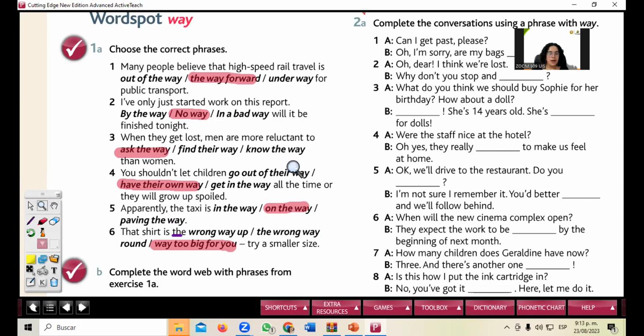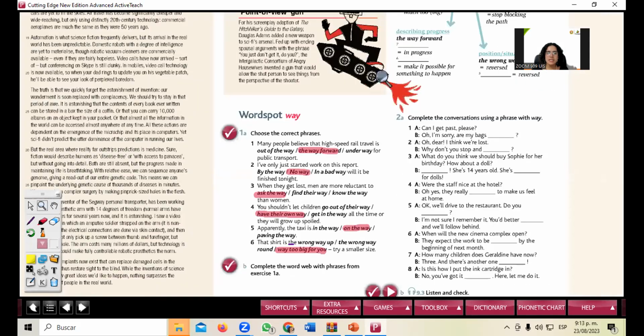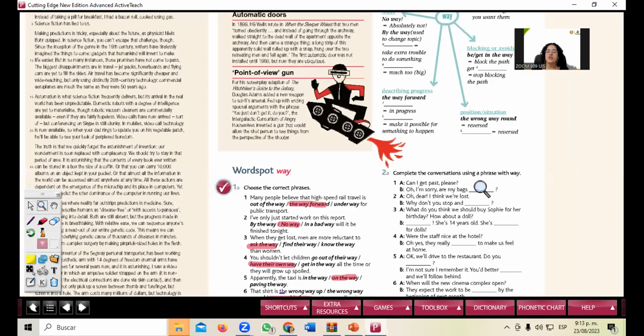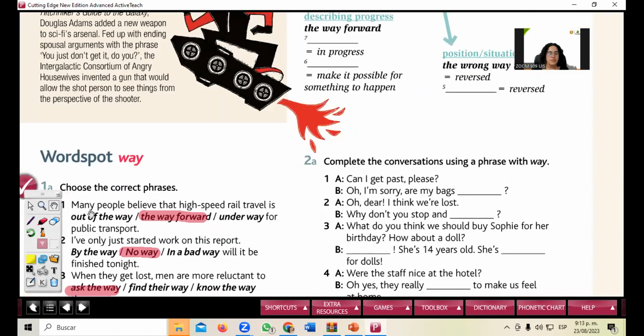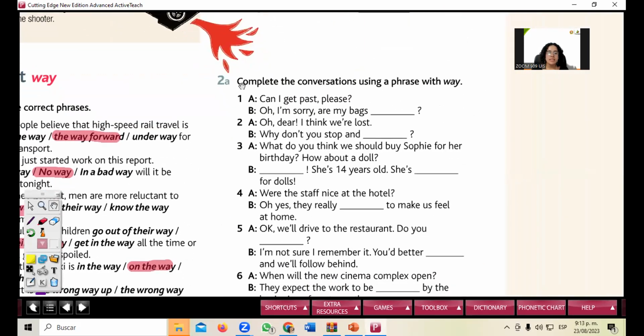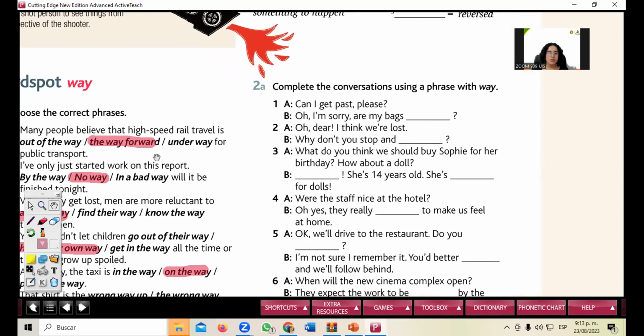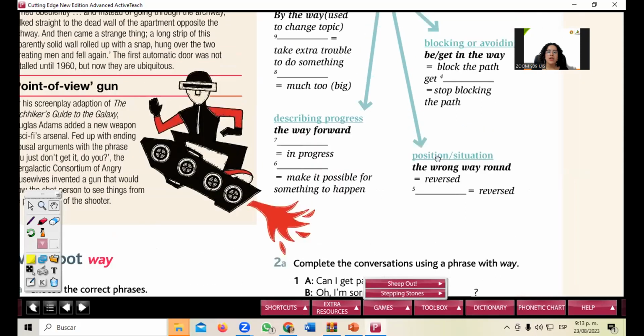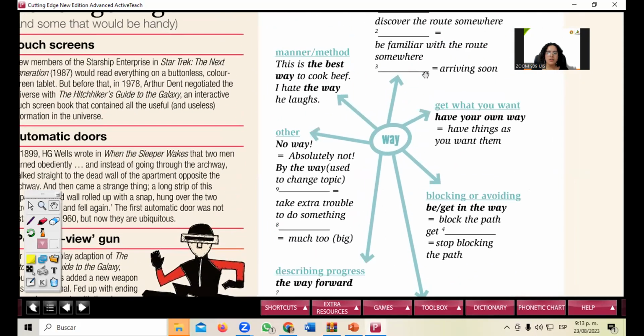Good. So now let's do one more practice before the word spot, and then we finish today with the reading. You will do it in groups. So let's skip to point number 2. In point 2A, you are going to complete the conversations using a phrase with the word way. You can use these ones that we have here, or others.